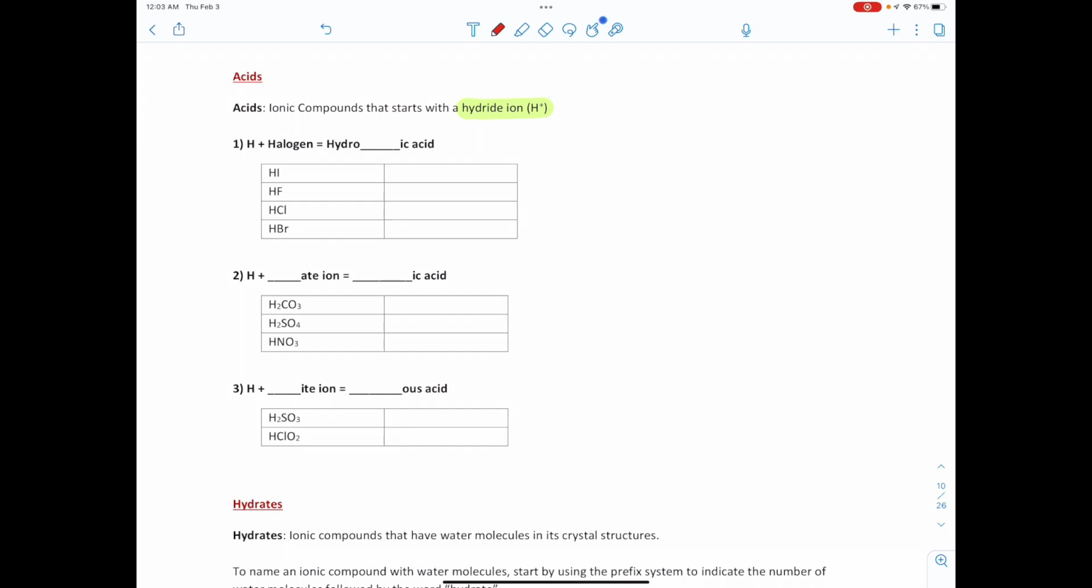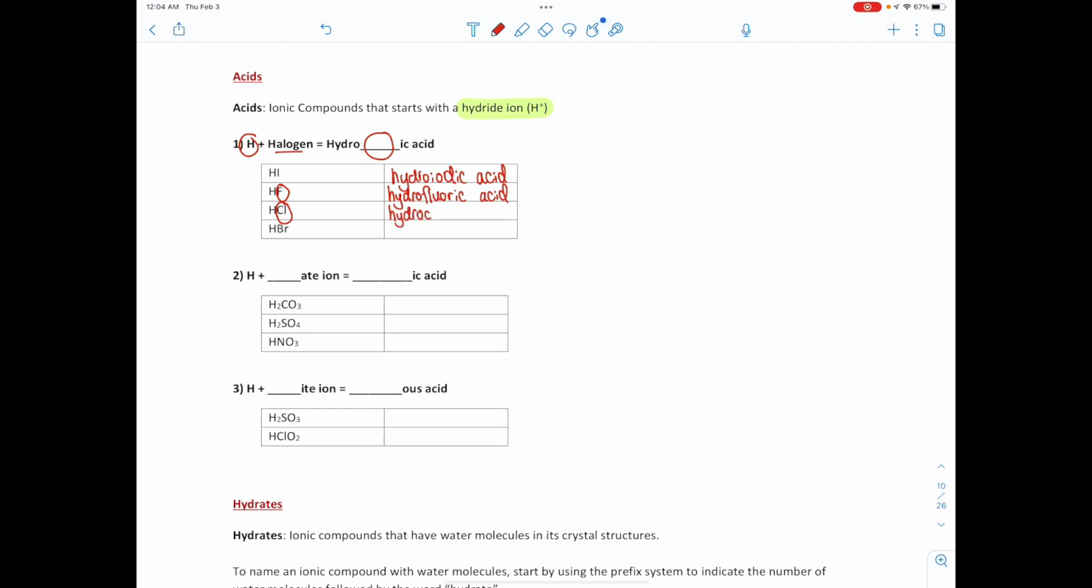There are 3 different ways to name acids, and it depends on what type of anion it's being combined with. If I have the hydrogen ion H and it's being combined with a halogen, the way we name these acids is going to be hydro, then the halogen stem, and then ic acid. So HI, we're going to have hydro and then iodic, and then acid. HF, this F here is the halogen. Following the same pattern, this is going to be hydro, the stem of the halogen, so hydrofluoric acid. HCl, the Cl here is the halogen, so the name for that is going to be hydrochloric acid.